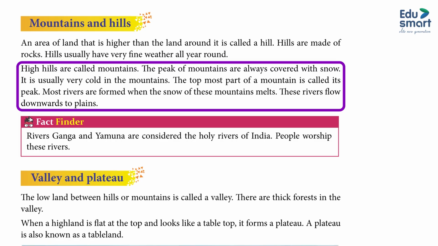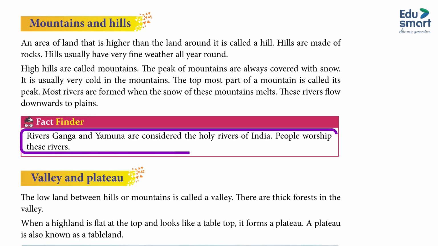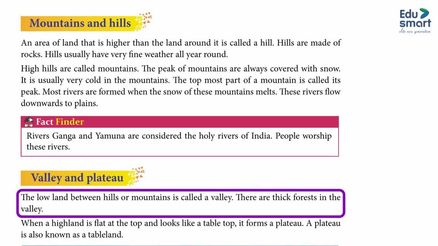Most rivers are formed when the snow of these mountains melts. These rivers flow downward to the plain. Fact Finder. Rivers Ganga and Yamuna are considered the holy rivers of India. People worship these rivers.